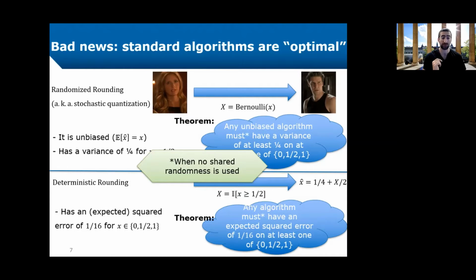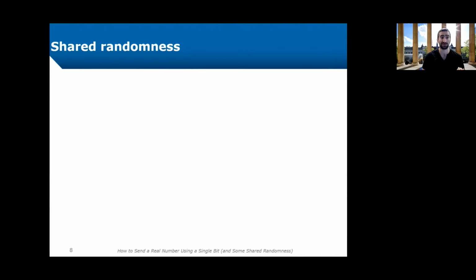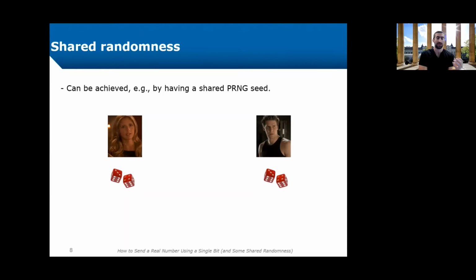Now we'll get to what you can do with shared randomness, but first, how do we define shared randomness? I'm sure you can imagine that all it means is that Buffy and Angel can make the same coin flips, get the same result H. This can be achieved, for example, if they have the same pseudo-random generator seed. But we have to keep in mind that shared randomness can be costly, so we may want to look at what happens if we have just a small number of bits.